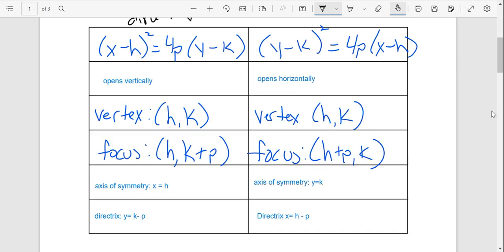Now here's all the information on how you can find it. I would recommend jotting this down. I didn't talk about axis of symmetry. Remember, the axis of symmetry is the line that cuts your parabola in half, because parabolas are symmetrical. So go and jot these down so we can do some practice solving for these.